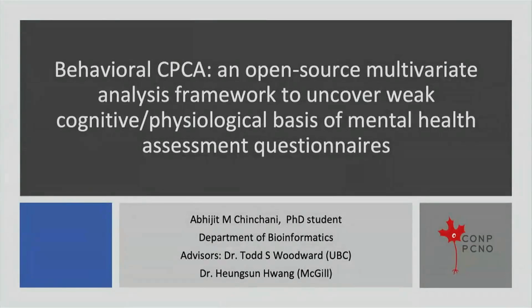Abhijit. So I'm a PhD student in the Woodward lab, and I'm going to be talking about behavioral CPCA. It's an open source multivariate analysis framework to uncover weak cognitive, psychological, and physiological bases of mental health assessment questionnaires.